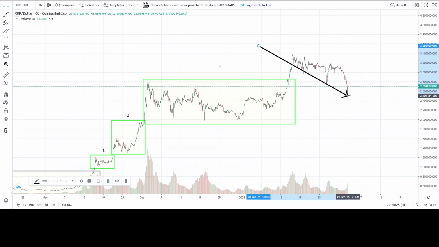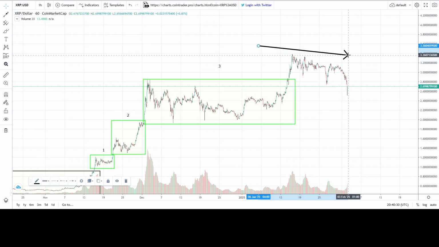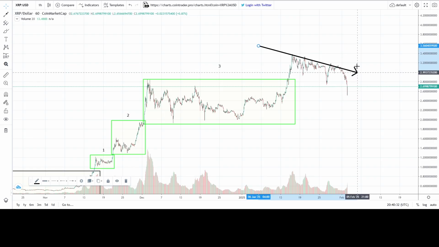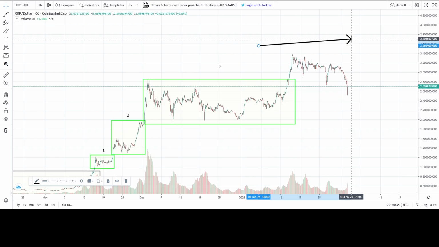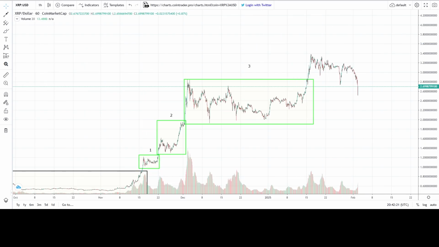We want to see robust action take place. We don't want to see it hanging around here for very long. We want to see it make higher highs. So that is what I am looking for. If I don't see that, I am going to assume that this is the peak. So that's the way I see it.